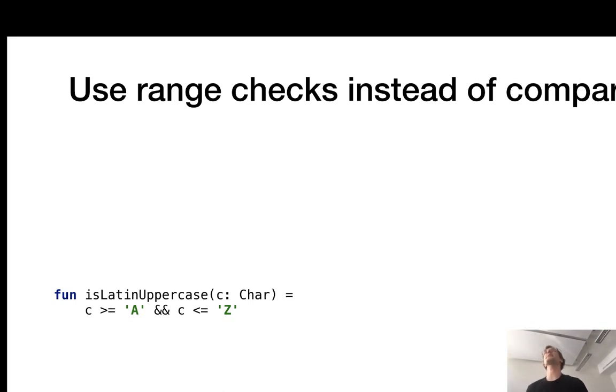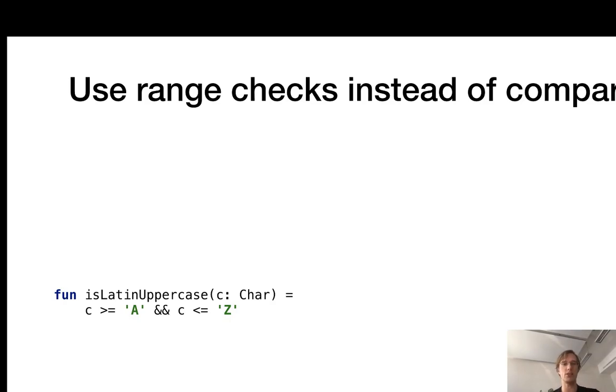One other simple example: range checks. So if you need to check that a variable belongs to a range, you can, of course, write just two comparison statements like you would do in Java. But in Kotlin, there is a better way to do this.